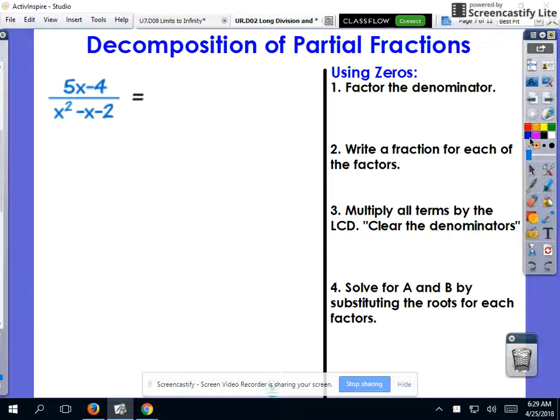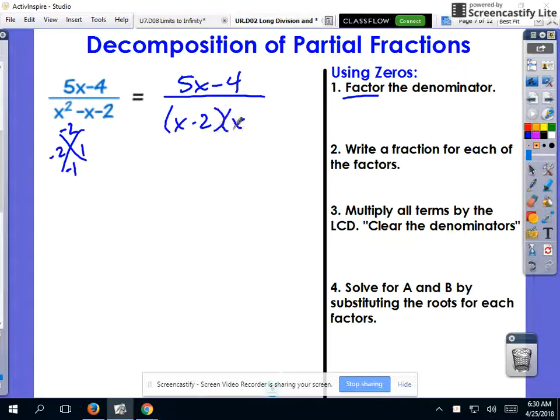So let's go ahead and start by saying, now, is the denominator factorable? And we know it is, but we're going to go ahead and do it. So we have 5x minus 4, and then two numbers that multiply to make negative 2 and add to make negative 1. That would be negative 2 and 1. So x minus 2 and x plus 1. Great. So that is something that we can decompose because the denominator factors.